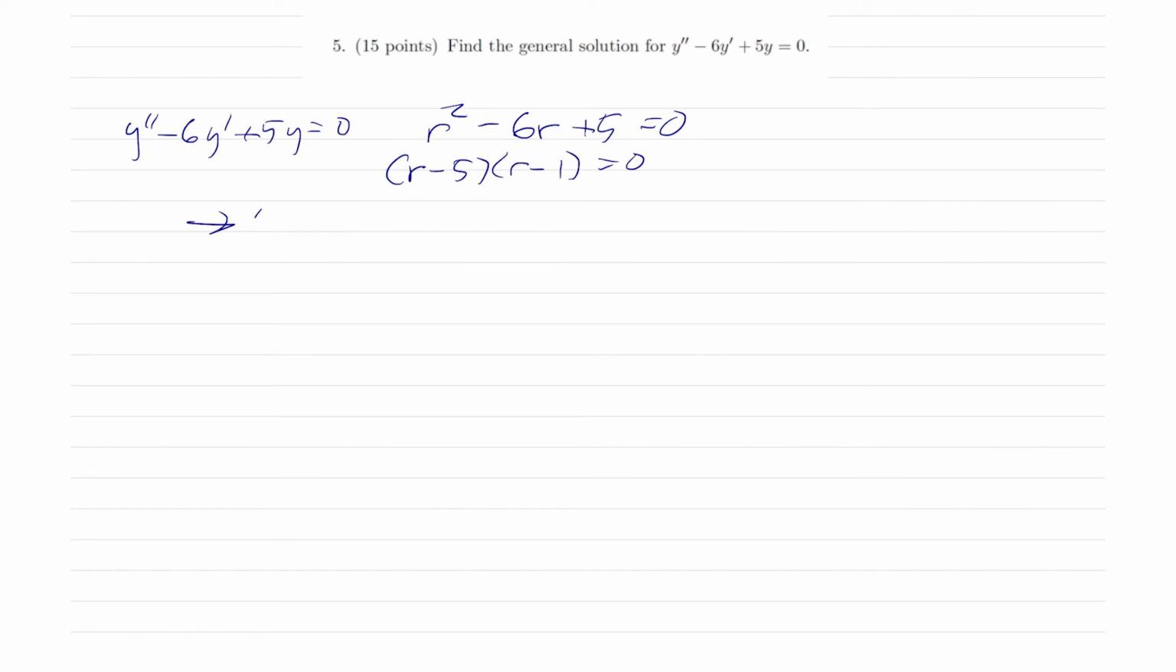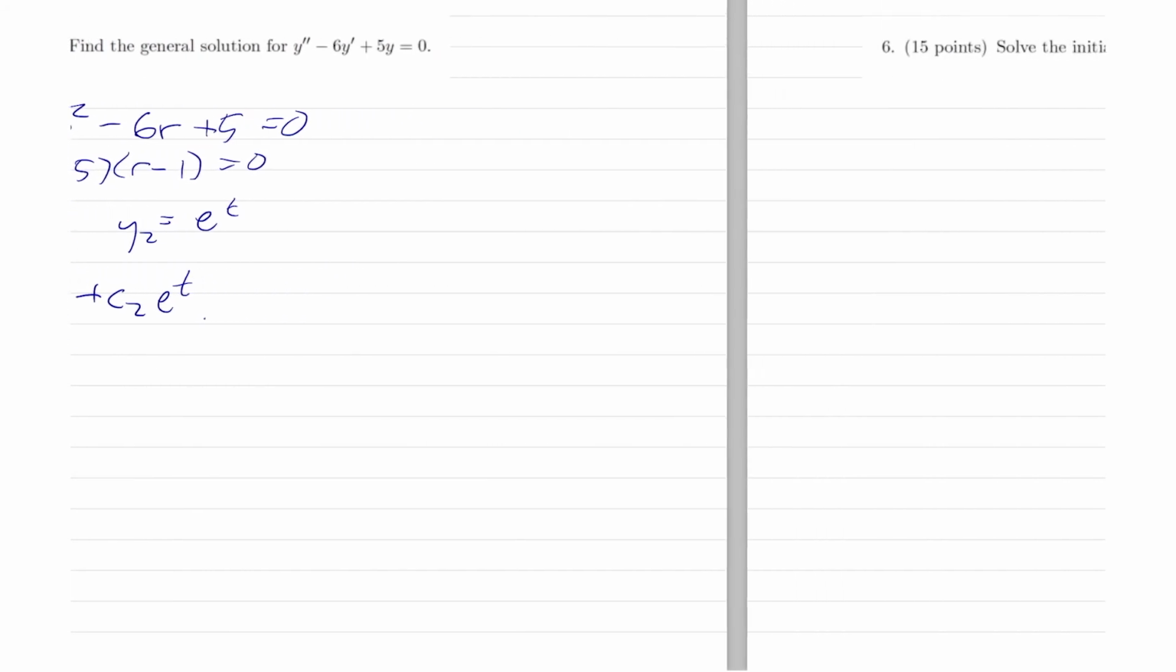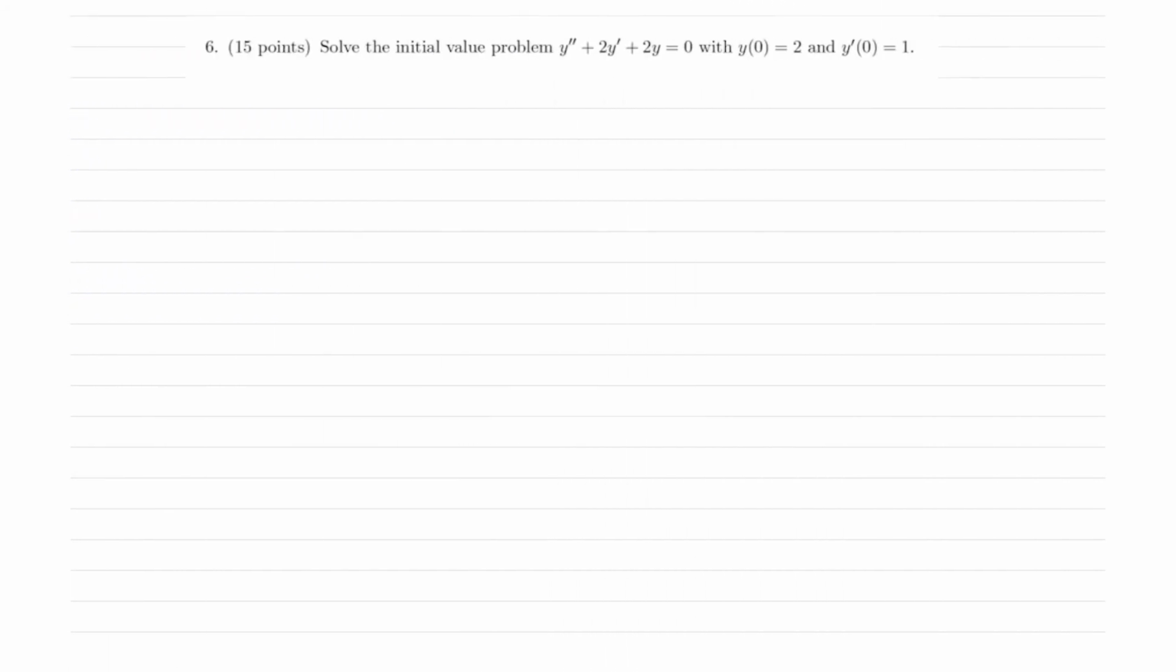So that gives me then that y1 is equal to e to the 5t, y2 is equal to e to the t, and the general solution is y(t) is equal to c1 e to the 5t plus c2 e to the t, and we're done. All right, that was an easy gimme. And last one, we have solve a differential equation that's given by this with these initial values.